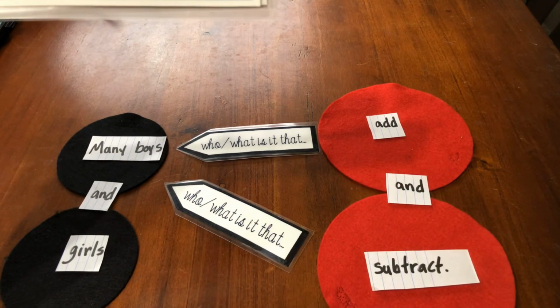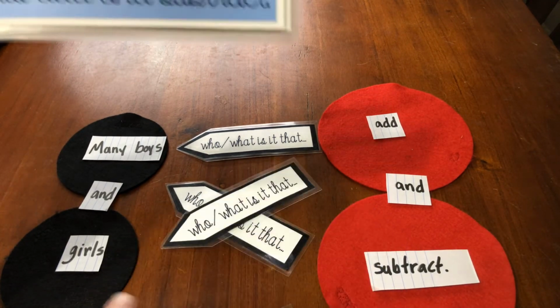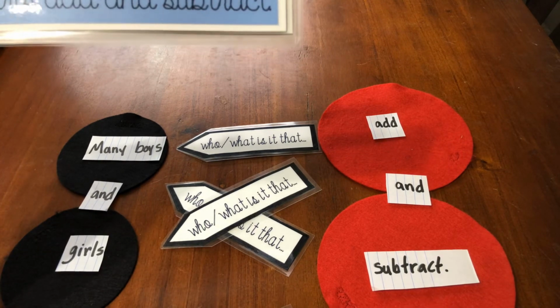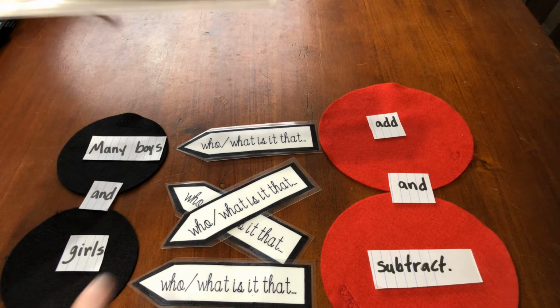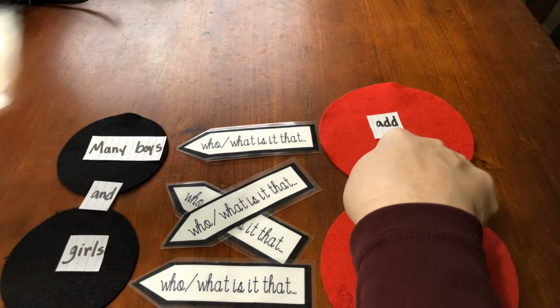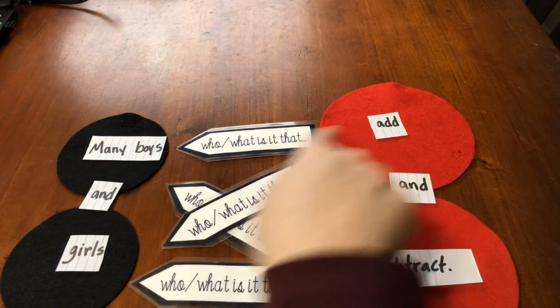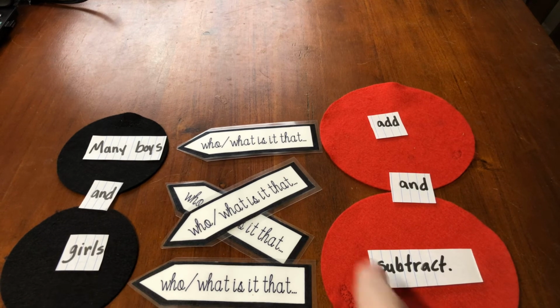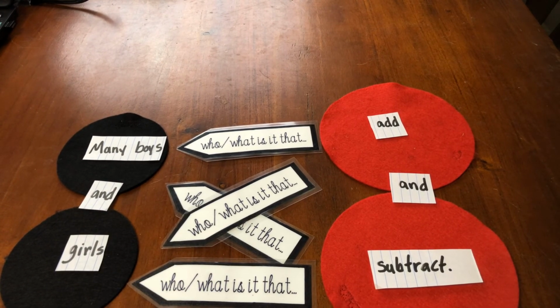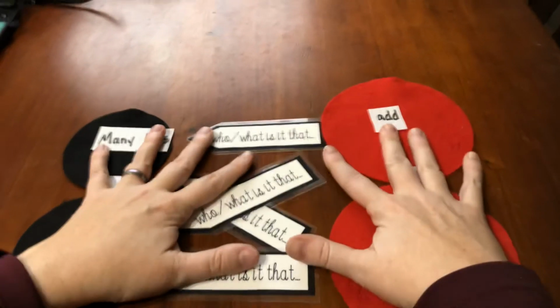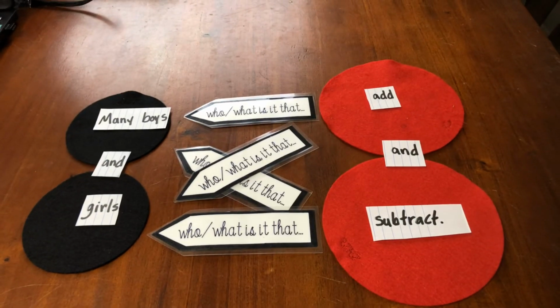Now let's take out the many boys subject and just say girls add and subtract. Who is it that adds? Girls. Who is it that subtracts? Girls. Add. Who is it that adds? Many boys and many girls. Who is it that subtracts? Many boys and girls. Move this all up just a tad so that you can see it, my friends.